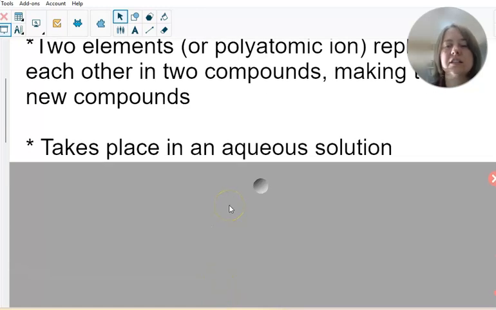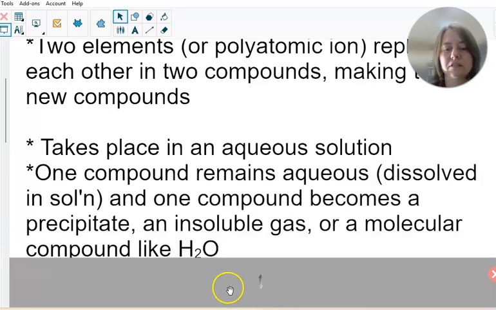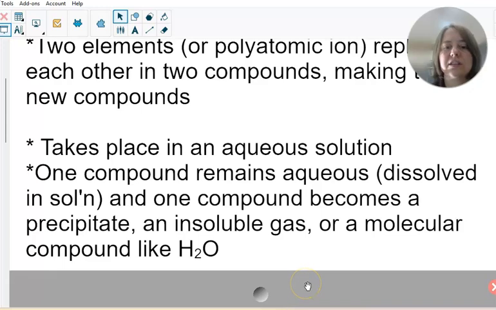So this often takes place in an aqueous solution. So that's some good hints there. And please write this down. One compound remains aqueous or dissolved in solution, abbreviation aq for aqueous, and one compound becomes a precipitate, which is a solid that comes out of solution, or it could become an insoluble gas and dissolve out of the solution, or it could become a molecular compound like water. So please write that down and we'll go through some examples of it.